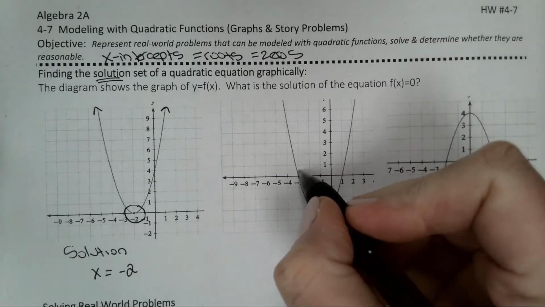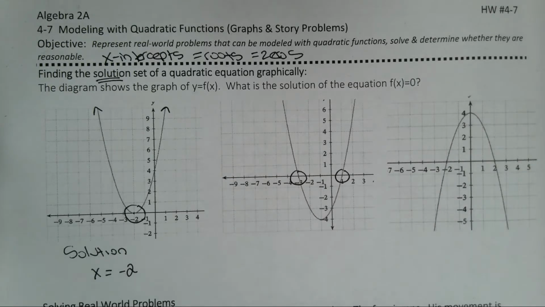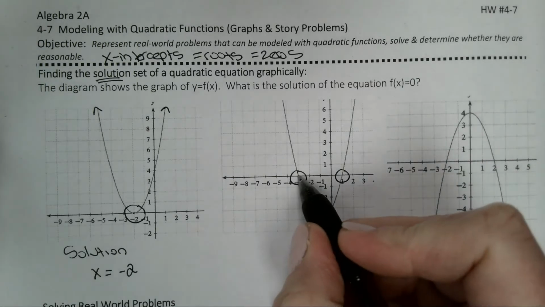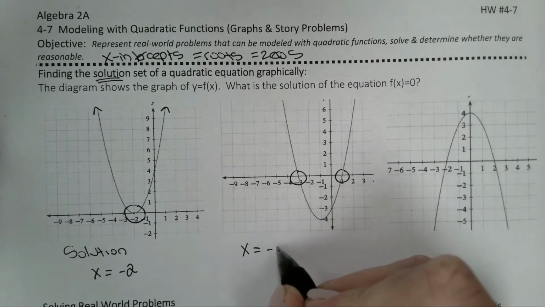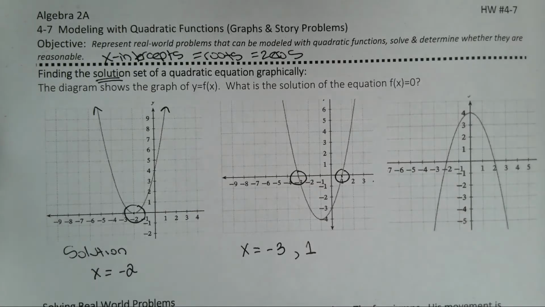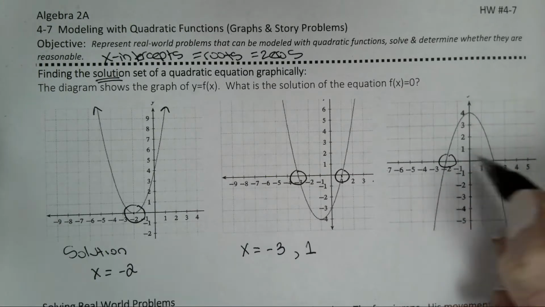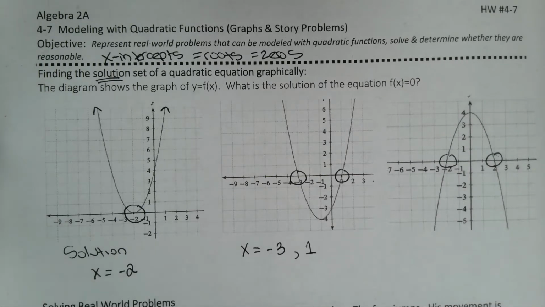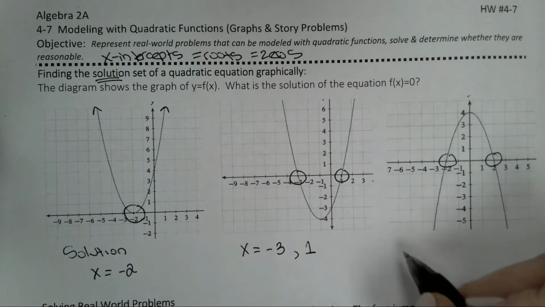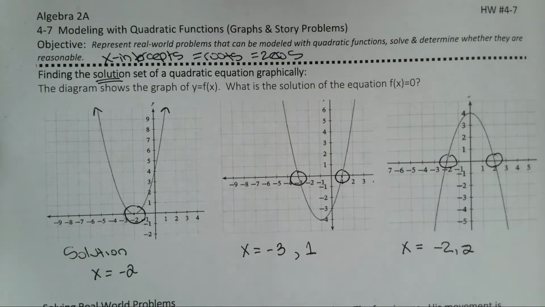This graph crosses in two places. That means this one has two solutions. So the first solution is here at -3, and the second solution is at 1. Doesn't matter if the graph opens up or opens down, the solutions are still where the graph crosses the x-axis. This one has solutions at -2 and +2.